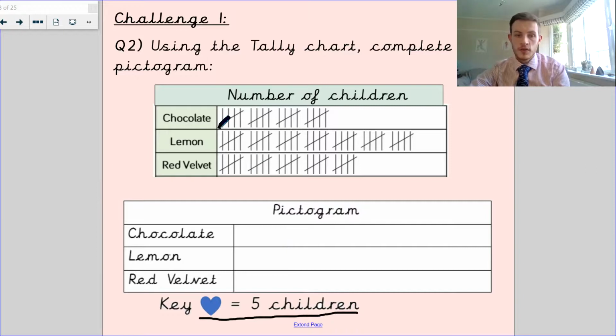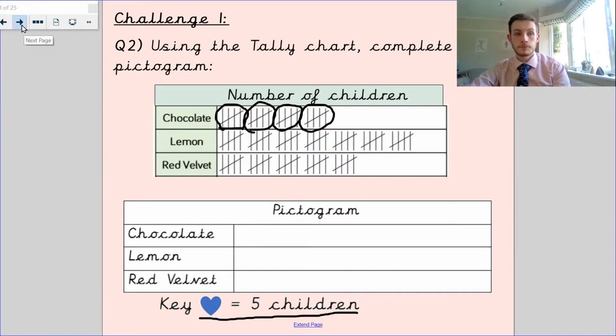Remember, each one of these is worth one group of 5, yes? So you've got each group is worth a group of 5. So how many groups of 5 do you have there? You've got 1, 2, 3, 4. So you draw in chocolate, you draw 4 love hearts.